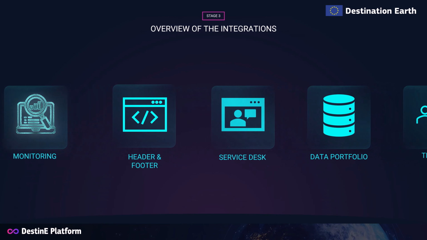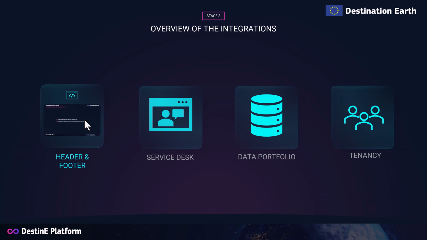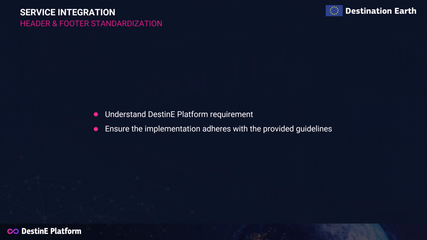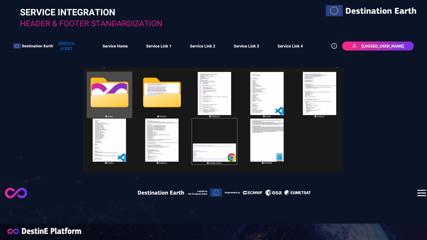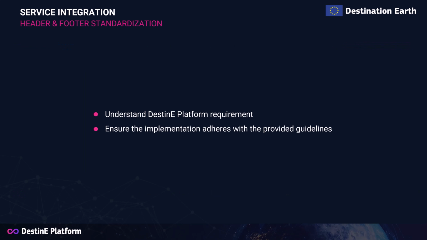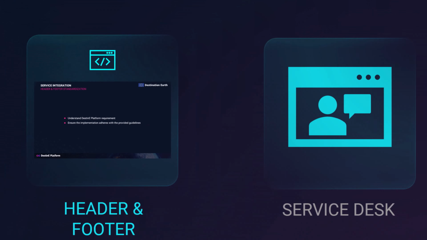To maintain a consistent look and feel across the DestinE Platform, each service is expected to adopt a standardized header and footer. All styling details, including CSS, HTML, and JavaScript, are provided in the header and footer style package. This integration is strongly recommended for DestinE-funded services and encouraged for all others to ensure a unified user experience.